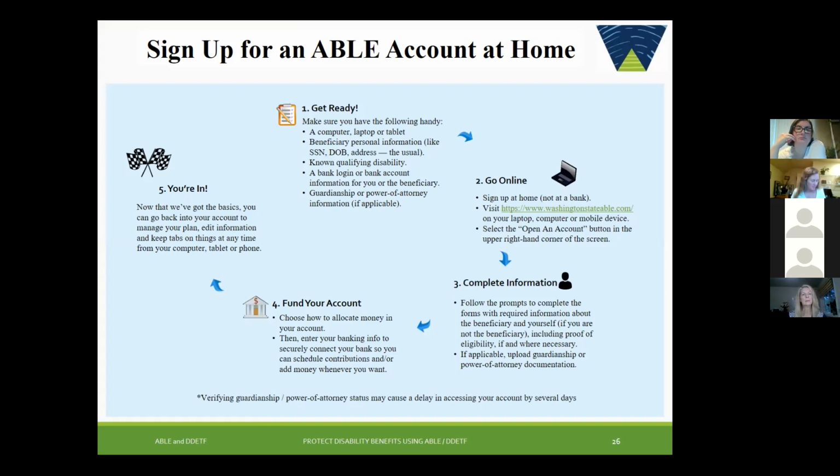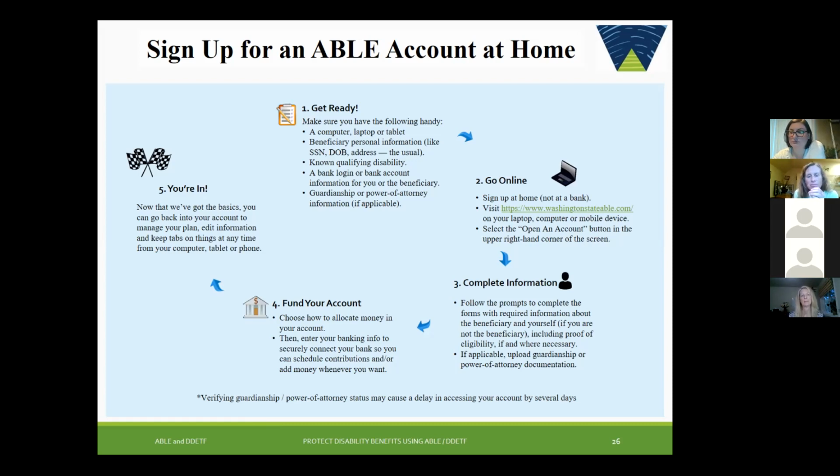You can do it at home or somewhere wherever there's a laptop or a computer. You're going to want to make sure that you've got some basic information for the beneficiary: date of birth, social security number, bank account, that kind of thing, and documentation of their qualifying disability. If this person has a guardian that will be managing the Able account, the guardian will also need that same paperwork, and they'll need to upload the guardianship paperwork when they apply.